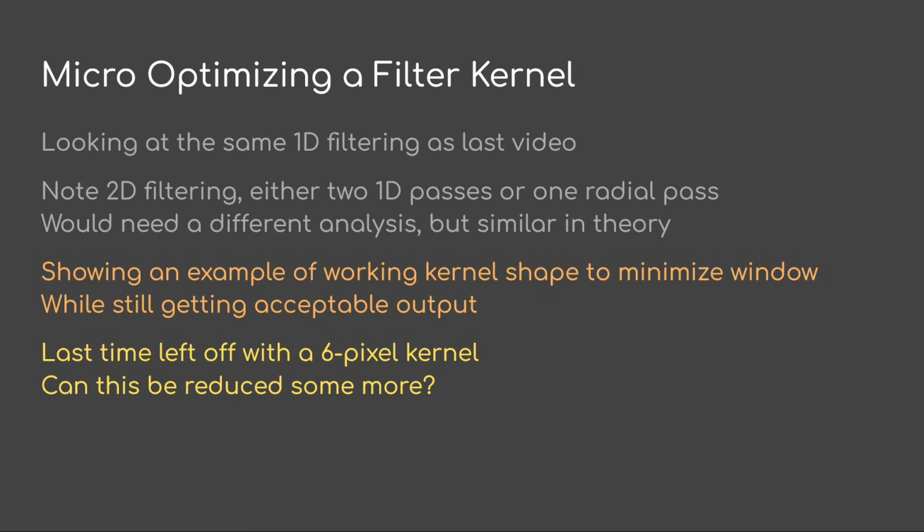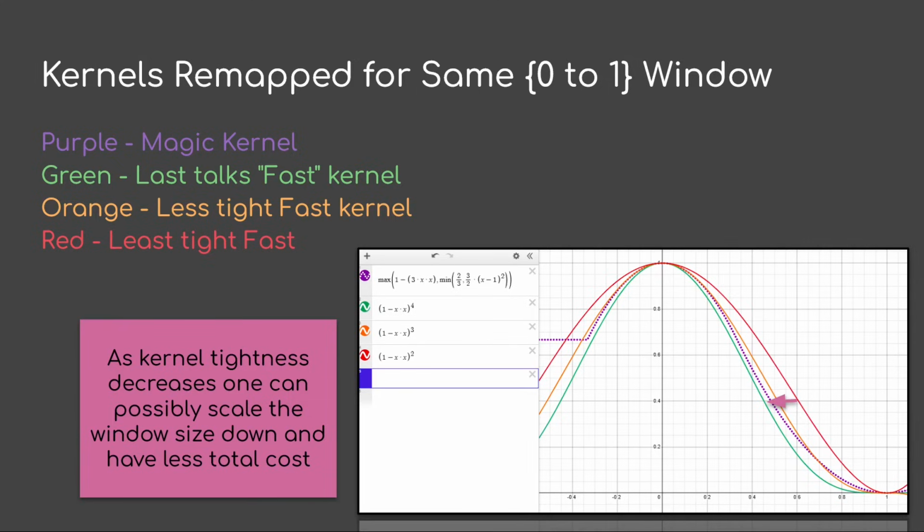Last time left off with a 6-pixel kernel. Can this be reduced some more? Let's find out. The thing I like to do is work in Desmos and actually graph all the kernels. In this case, I remapped all the kernels to the same 0 to 1 window. The reason I do this is because then you can use saturate on the input to the function, and it gets really simple to implement that way.